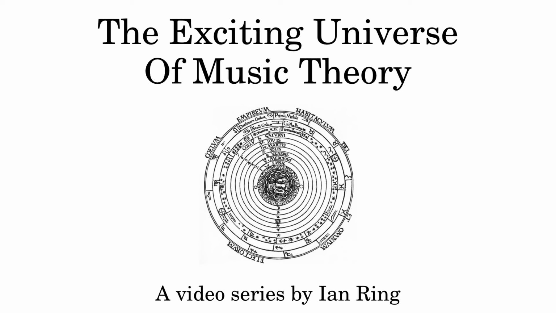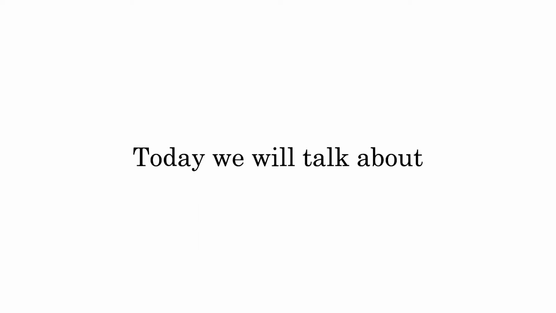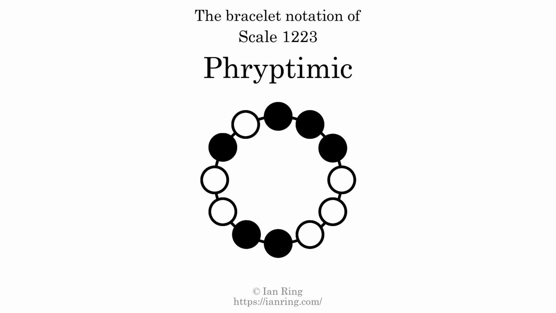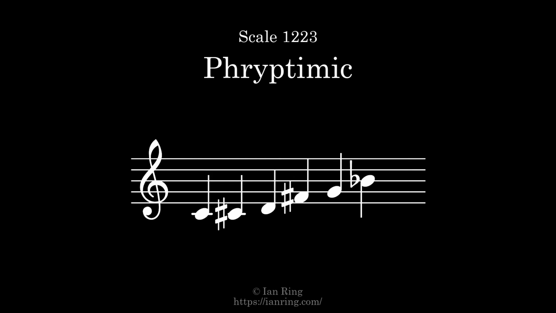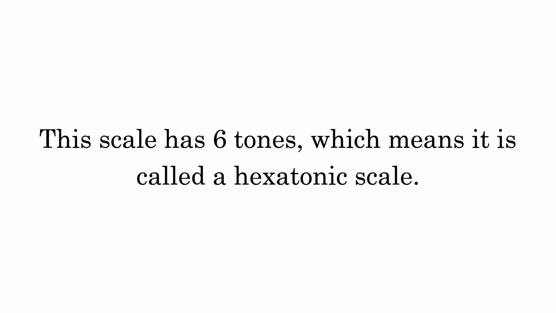Welcome to the exciting universe of music theory. Are you ready to learn? Then let's begin. Today we will talk about scale 1223, Phryptimic, which sounds like this. This scale has 6 tones, which means it is called a hexatonic scale.